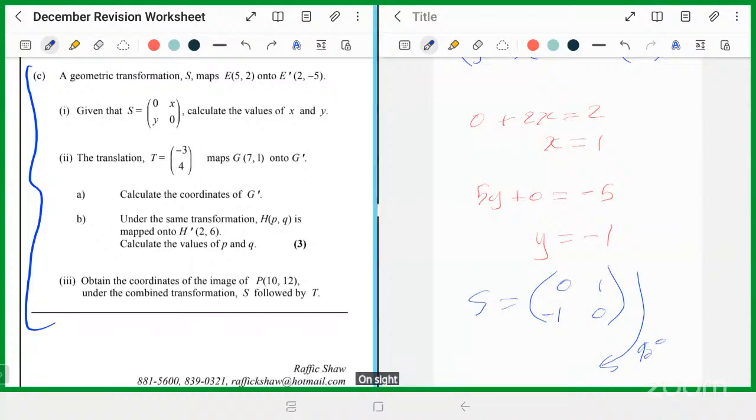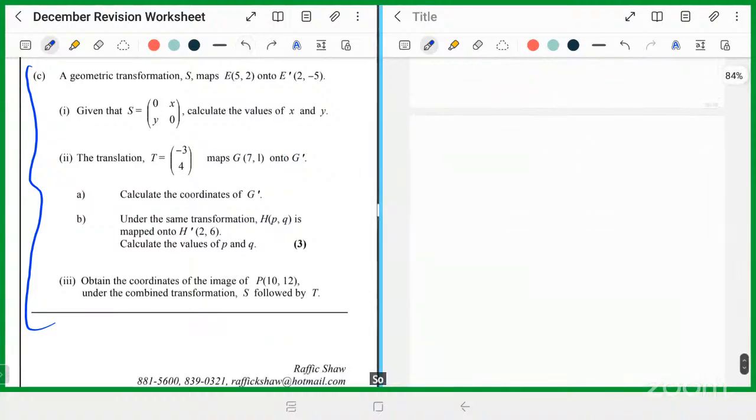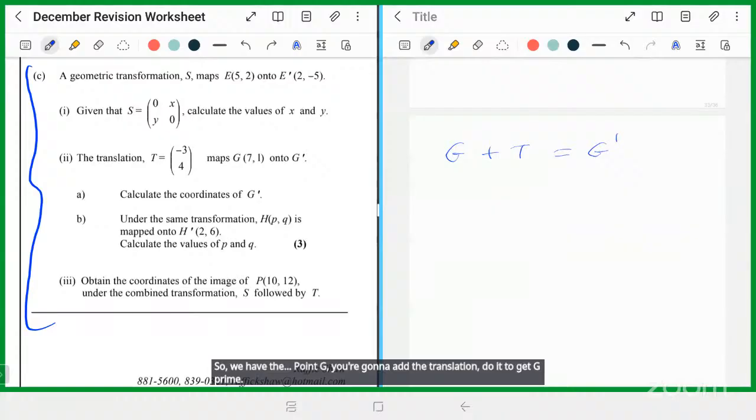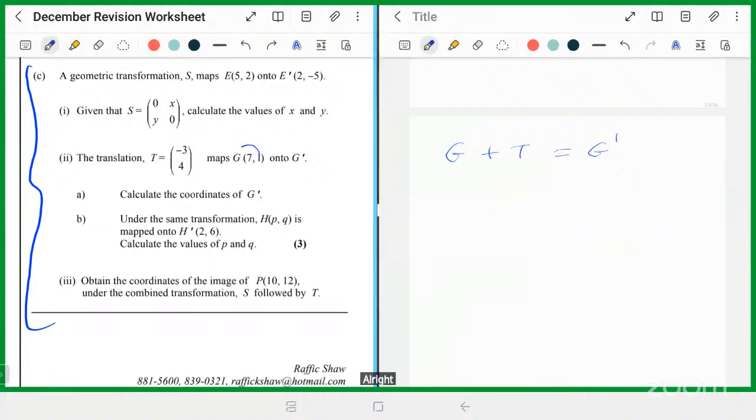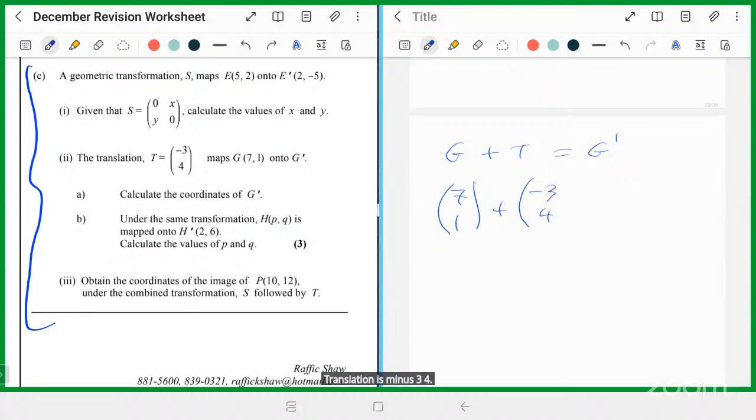This question now, part 2, says this translation maps G onto G prime. And I want us to find the coordinates of G. Easy. So we have the point G. You're going to add the translation to it to get G prime. Alright. So the coordinates of G is 7, 1. So it's 7, 1 like that. A column vector. Translation is minus 3, 4. That's equal to the G prime.